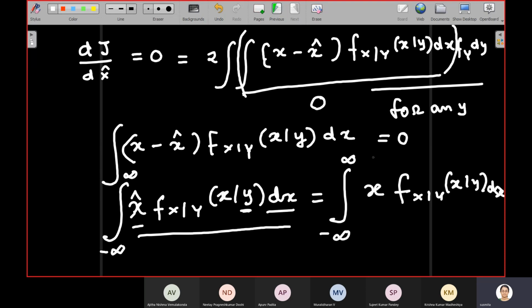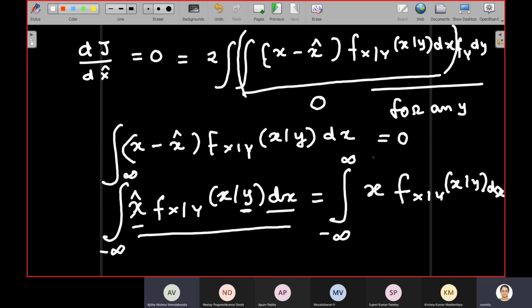Nobody can answer this question. Should I assume that you are not following anything? If you cannot answer this question, then that only I can interpret. You are not following anything. What will you do with x hat? If x hat is a function of y and you are not doing the integration with respect to y, what will you do with x hat?